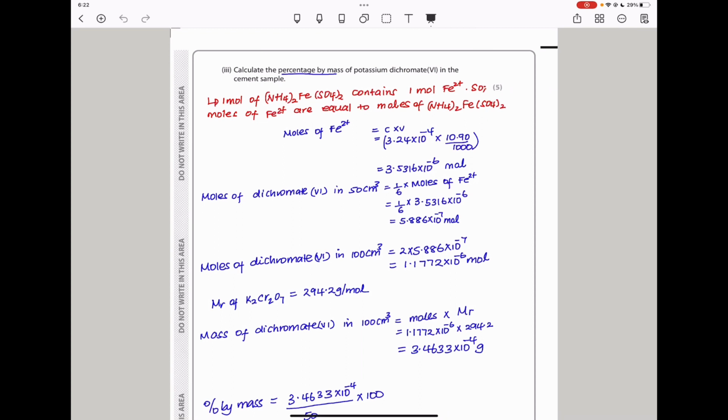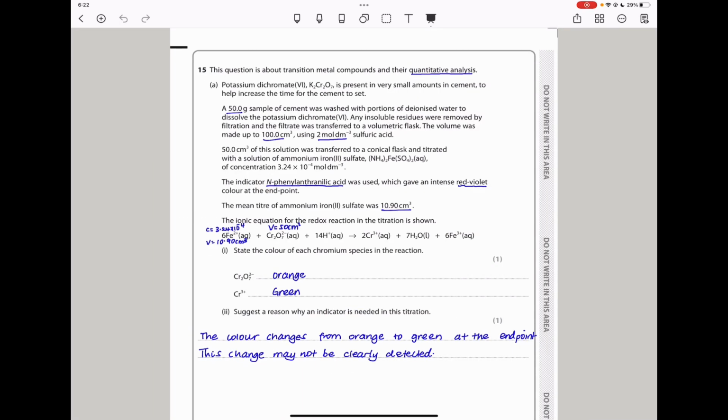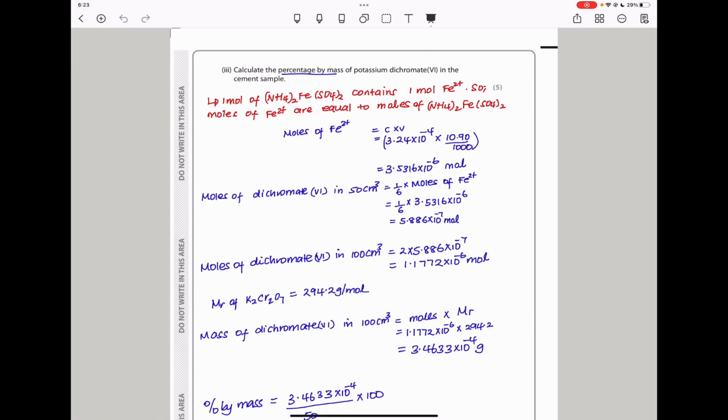So let's continue. The next part, they say calculate the percentage by mass of potassium dichromate(VI) in the cement sample. So to take you back here, I will begin with this information here. Remember, they gave me the concentration as well as the volume, so I will begin by calculating the number of moles of that. So let's go back here.